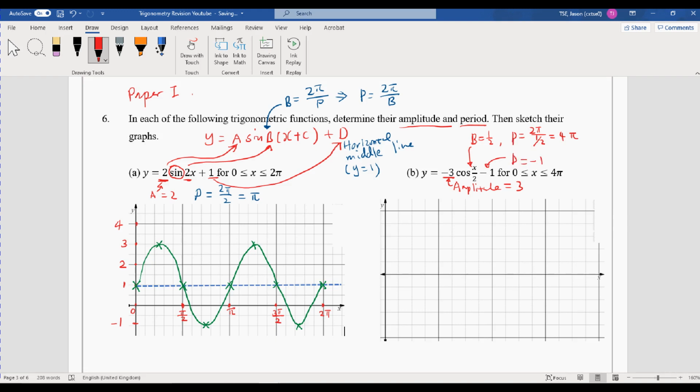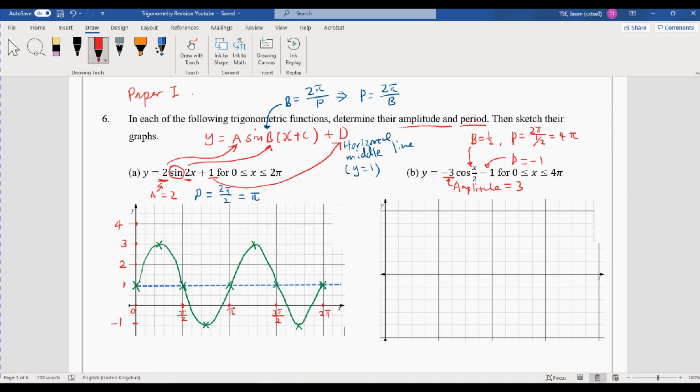So we start with the d value again. The d value is d equals -1. That means the horizontal middle line is on y equals -1. And the amplitude is 3, so you could imagine the height of the graph. The lowest point should be -1 take 3, which is -4. The highest point should be -1 plus 3, which is 2. So we should have a sketch from somewhere -4 to 2.